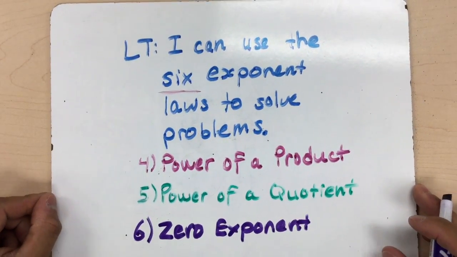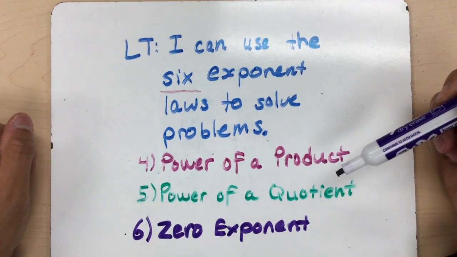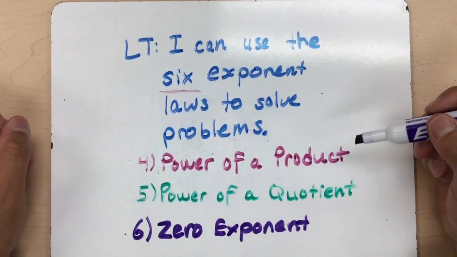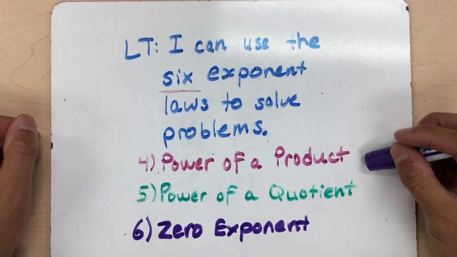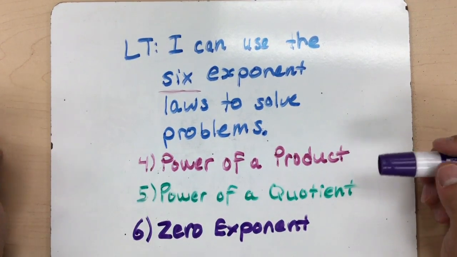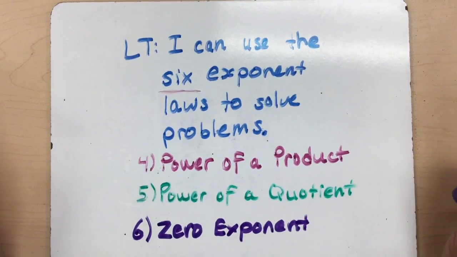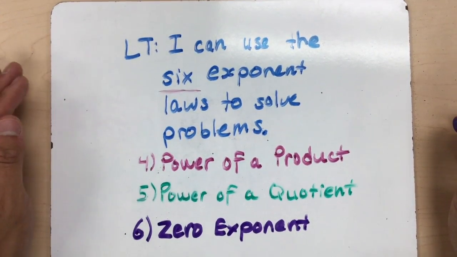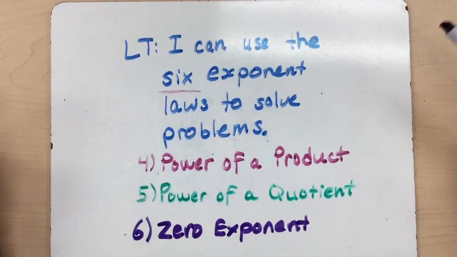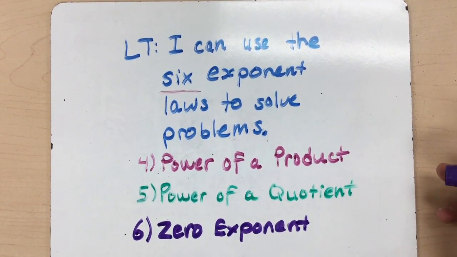Now if we look back at our learning target, we've used 6 exponent laws to solve problems. The 3 we looked at today were the power of a product, the power of a quotient, and the zero exponent law. I would encourage you to go through the video again. Anything I went too fast through, I would encourage you to pause, write the notes, study the question, and think about conceptually what we're doing here.